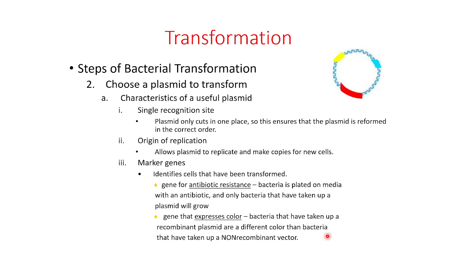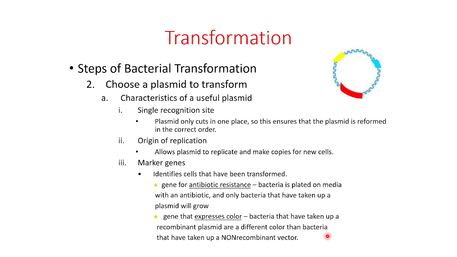So the second step of our bacterial transformation is to choose a plasmid to transform. We have the characteristics of a useful plasmid. The single recognition site: the plasmid only cuts in a particular place, so this ensures that the plasmid is reformed in the correct order. The origin of replication allows the plasmid to replicate and make copies for the new cells. We have several marker genes that identify the cells that have been transformed.